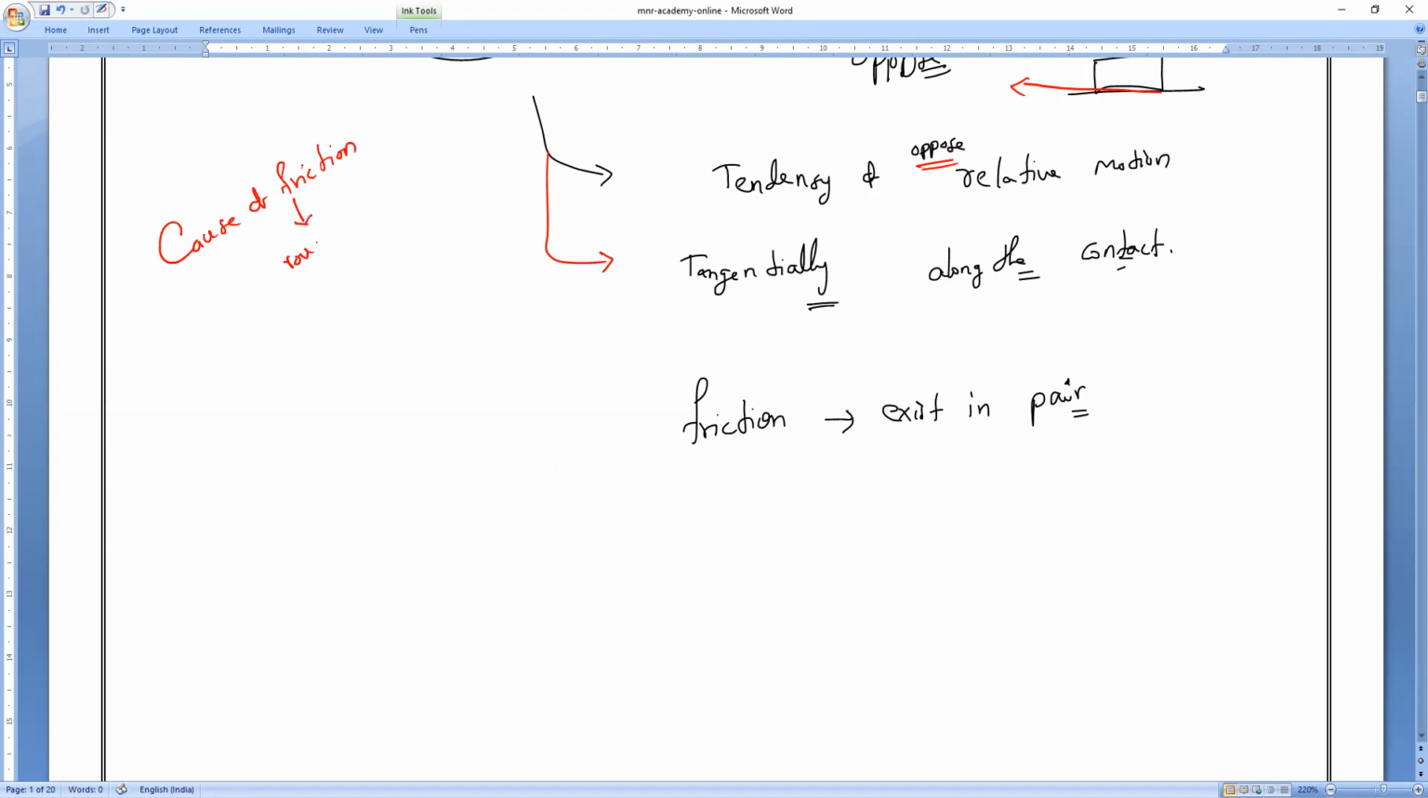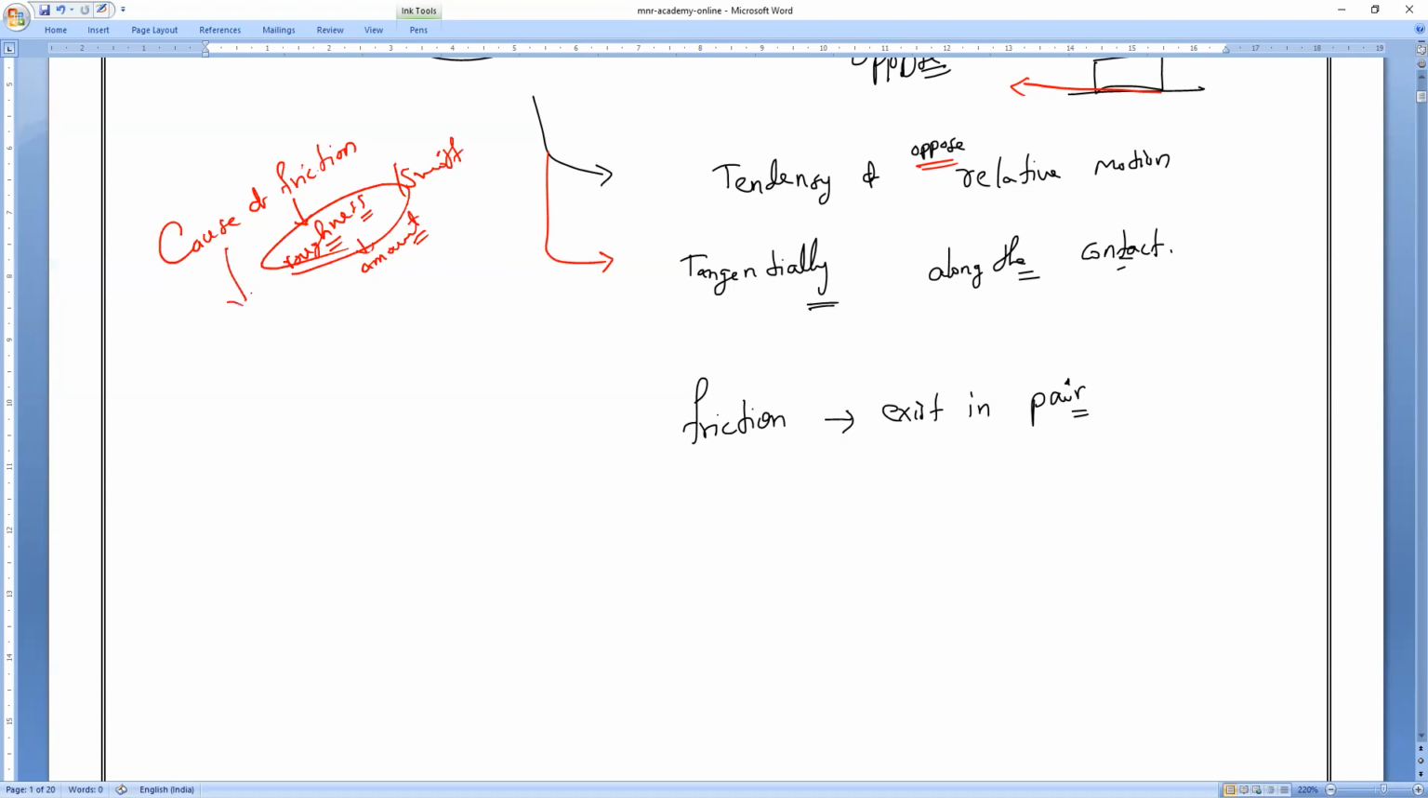Rough surface or smooth surface? Roughness. Understanding? Rough. So roughness will decide the amount of friction exerted or possessed between the two surfaces. So that is what roughness or smoothness, that is the cause of friction, between the two surfaces.